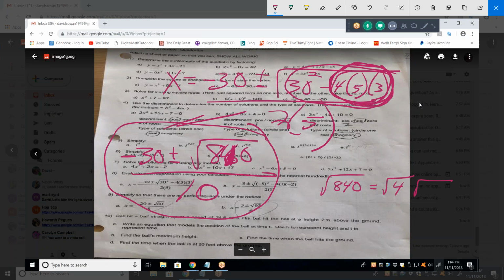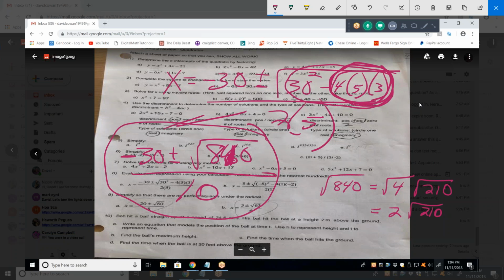What's the rest of it? Okay, so that becomes 2 root 210. Now the question is, is 210 divisible by anything? It's not divisible by 4 because 10 is not divisible by 4. In other words, for every number that is divisible by 4, the last two digits have to be divisible by 4. Doesn't matter what's in front. You could have a 7-digit number. If you want to know if it's divisible by 4, check the last two digits. So this is not divisible by 4.